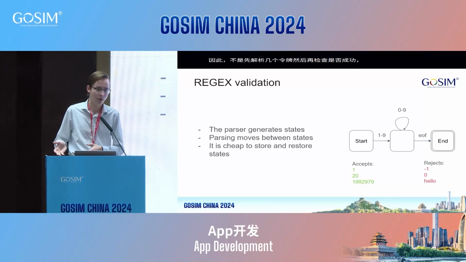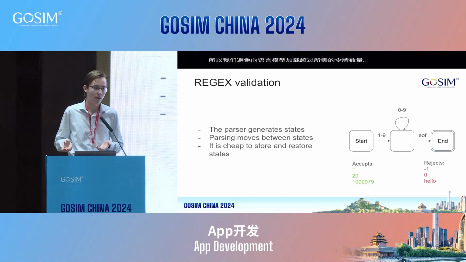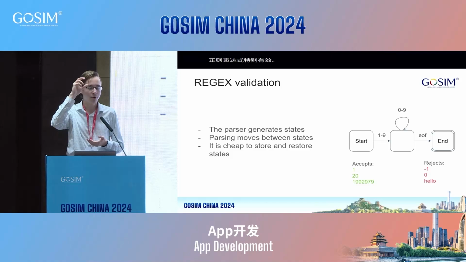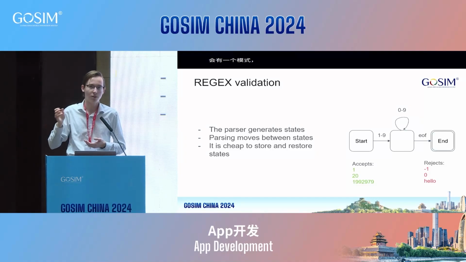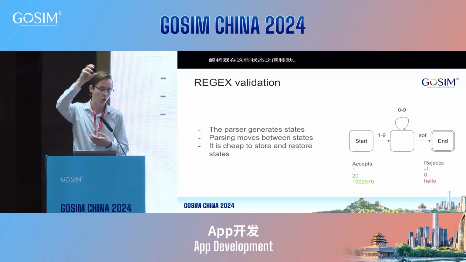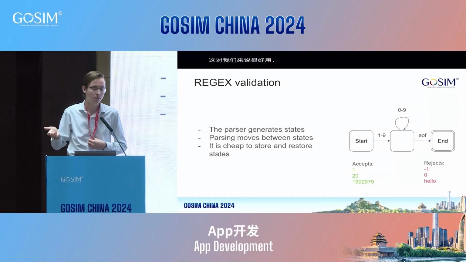One parser that works really well for this is regular expressions. If you haven't used them before, they accept a pattern and then it generates a whole bunch of states and the parser moves between those states based on the character it's currently at. This is great for our use case because moving between states is very quick. It can be incremental because we can always roll back to a previous state, and it always fails fast.